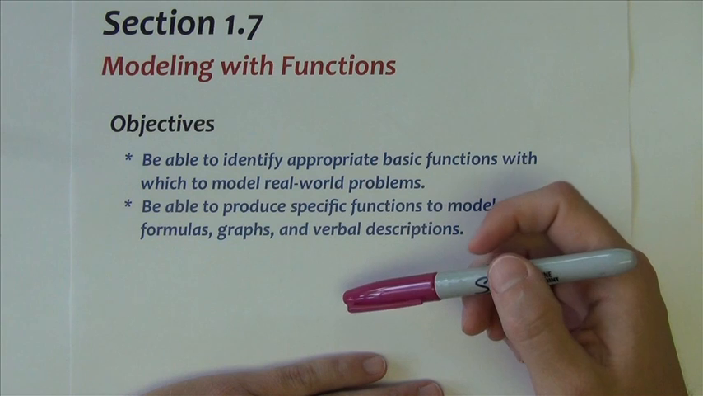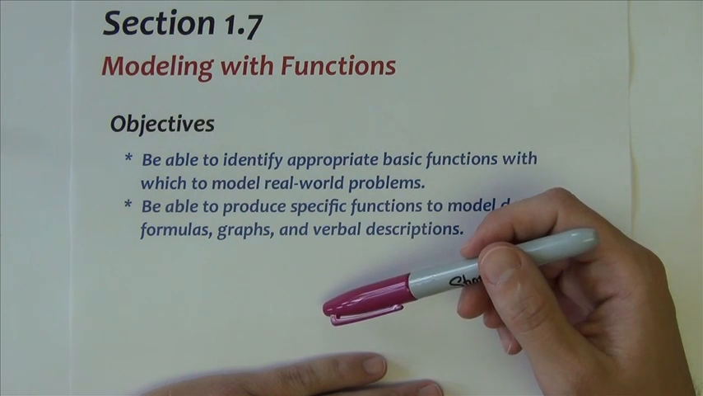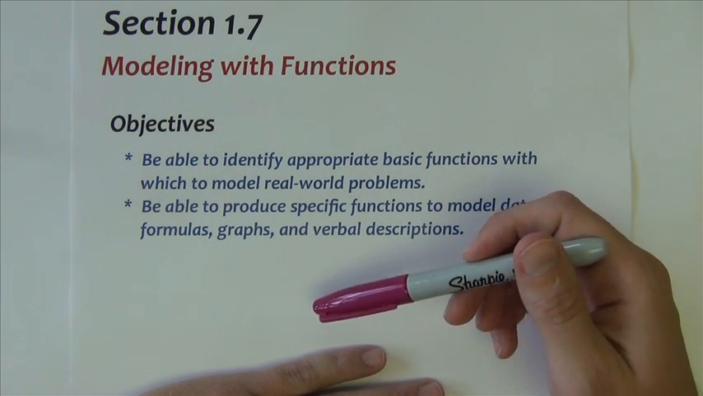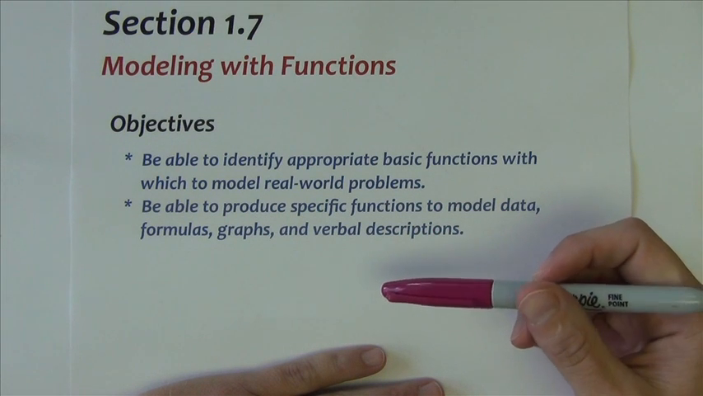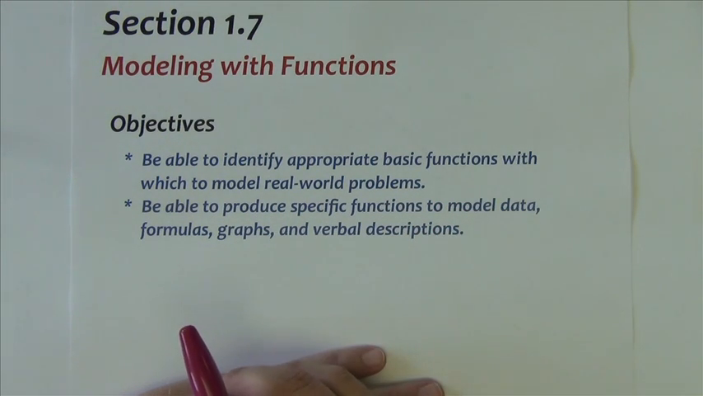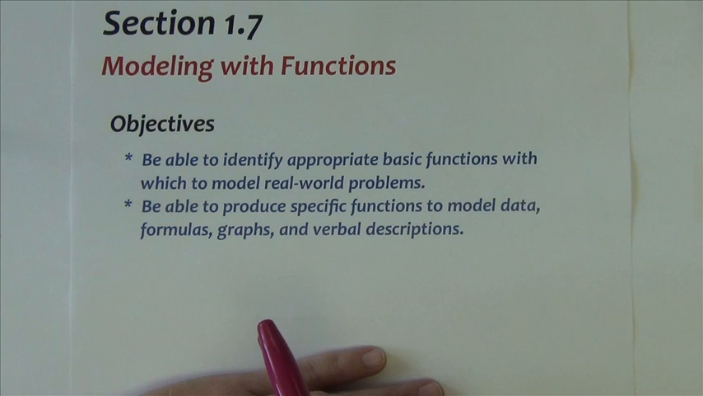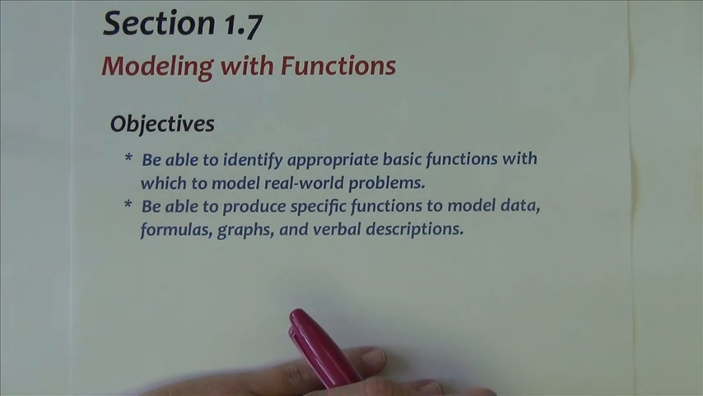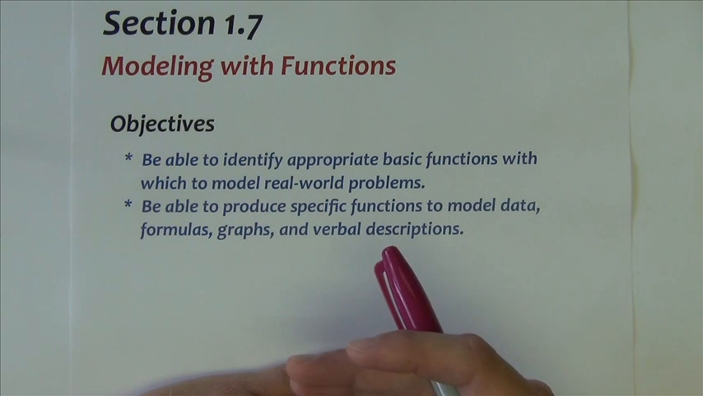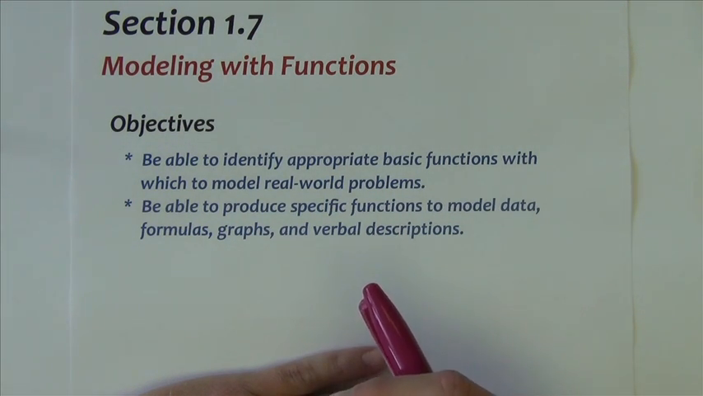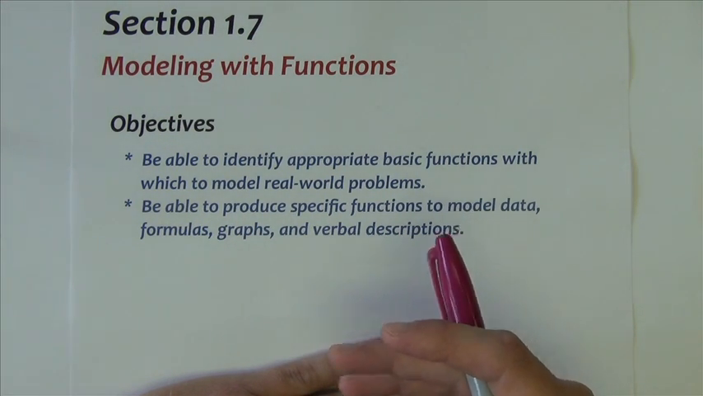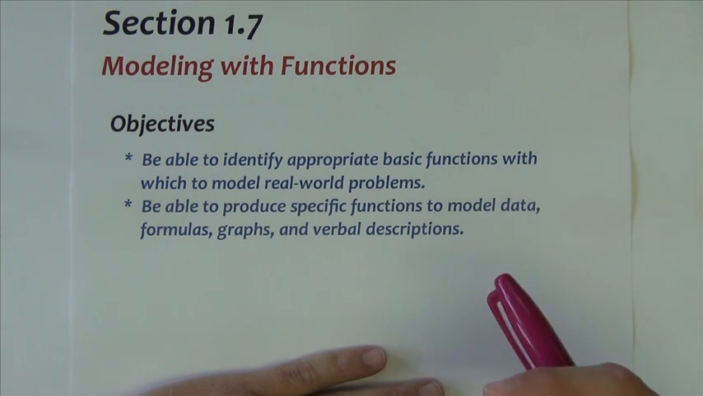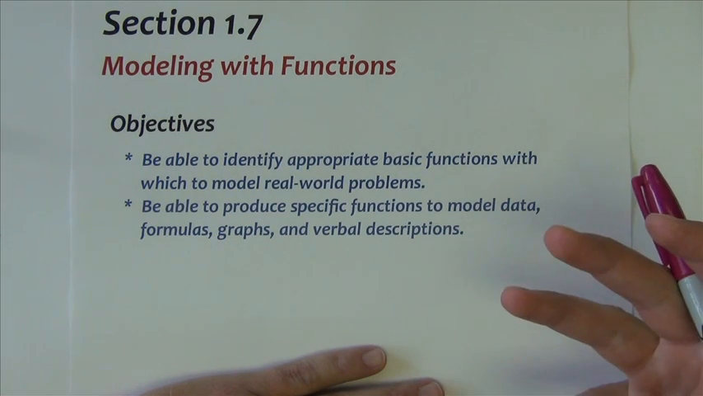Section 1.7 is titled Modeling with Functions. Mathematical modeling is essentially using mathematics to model or represent real-world problems. Essentially, this is some of the material that gets into the why do we do mathematics, what's its purpose.